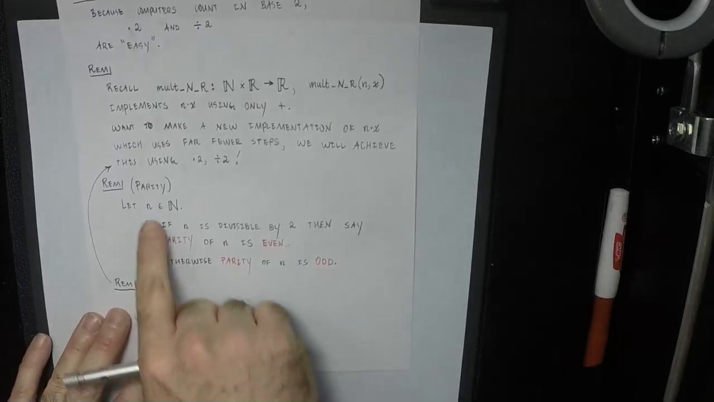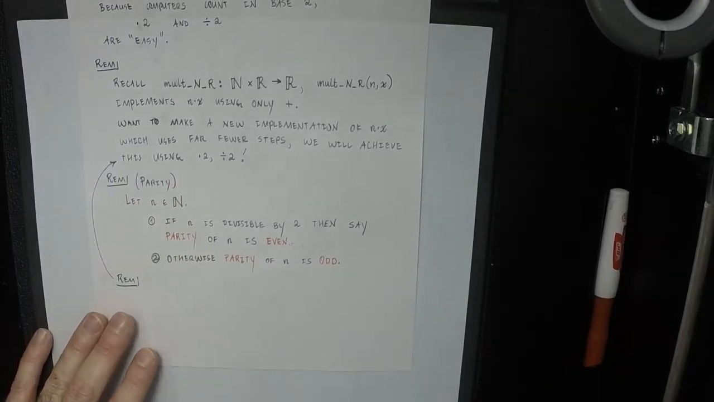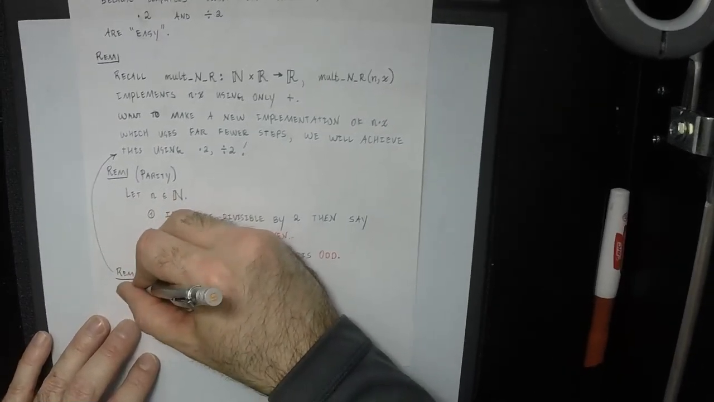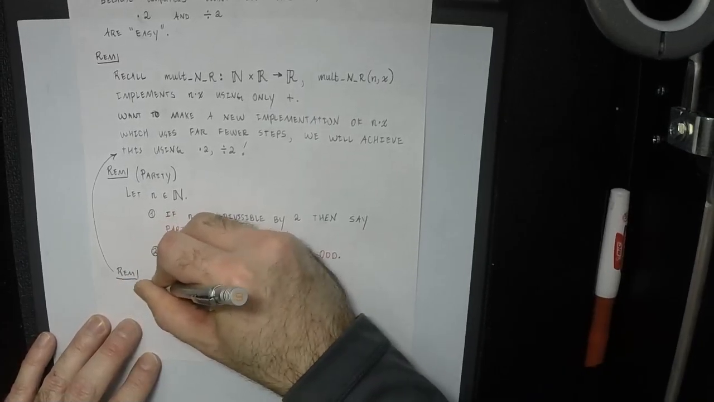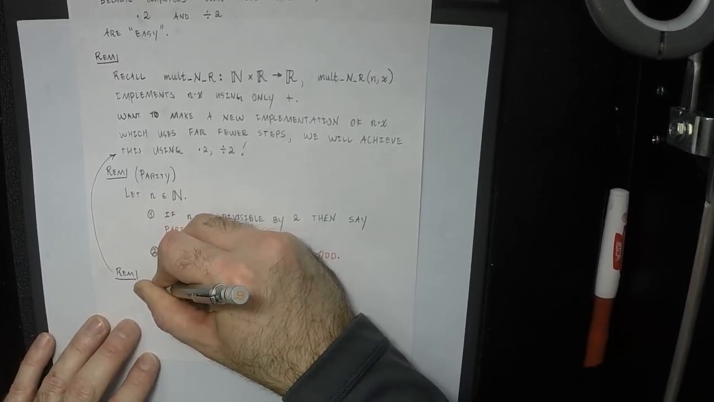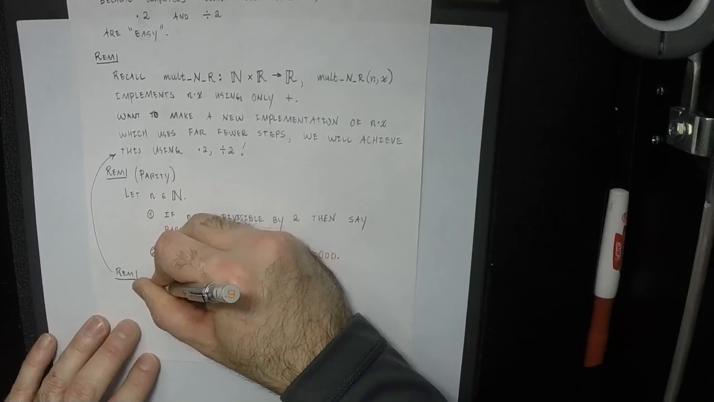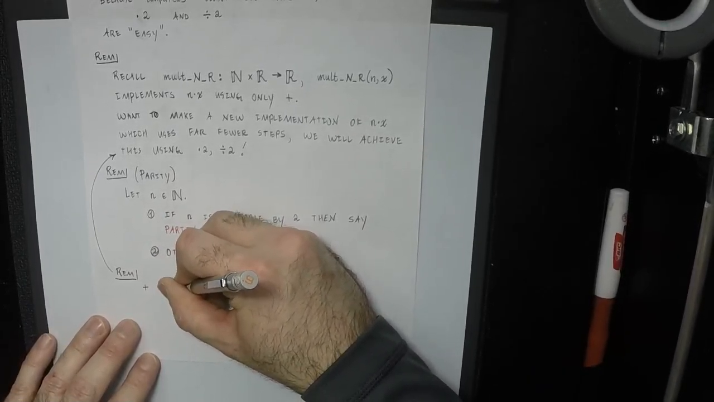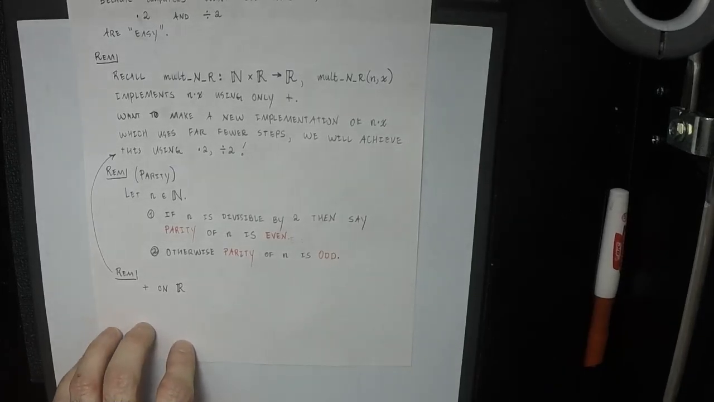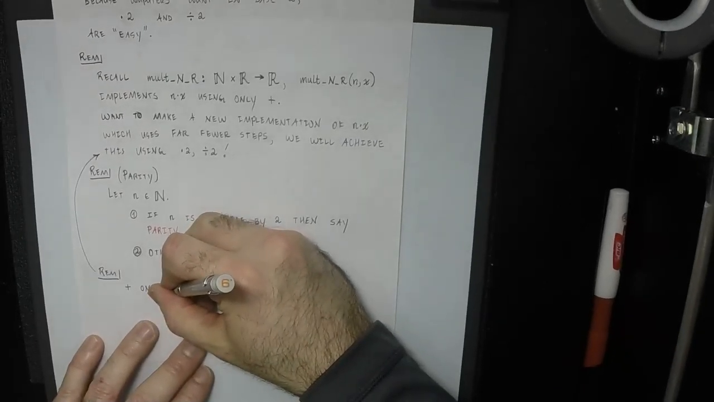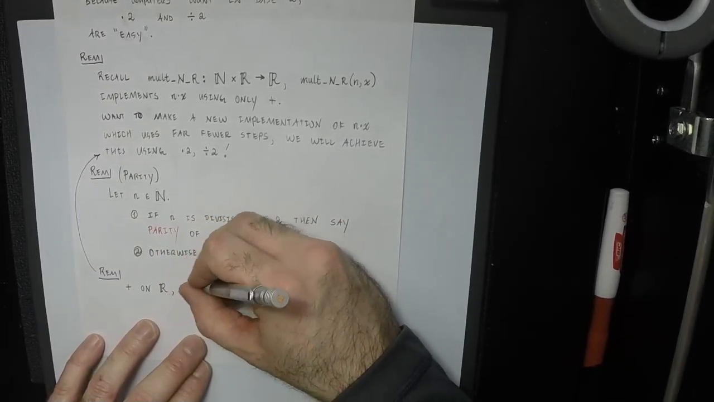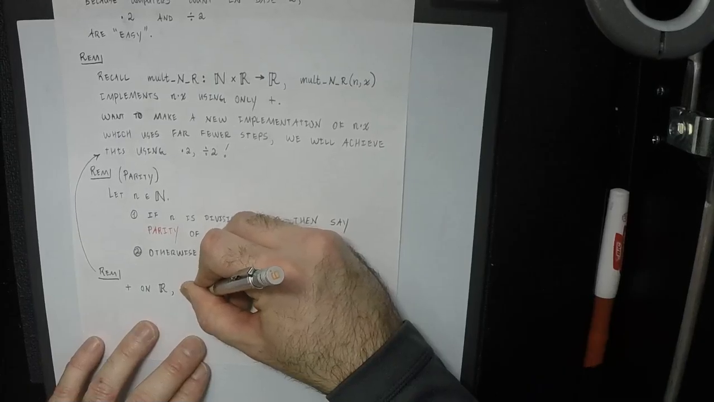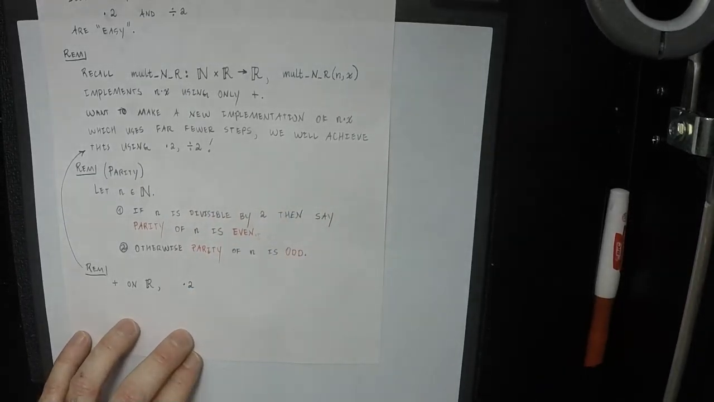So when I say that we're going to do this, what we have is that we can do add on the reals. So that's a permissible operation. We can add any two reals together. So we're saying that that one is allowed. And we also have multiply by two for a real.